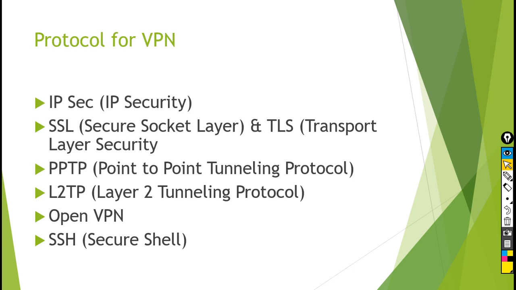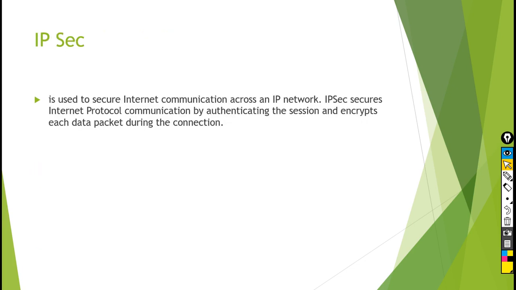When we talk about the protocols for the VPN, there are many protocols which can be used to configure VPN, and among them we have IPsec, SSL and TLS, PPTP, L2TP, OpenVPN, and SSH. If I give a small note on these, IPsec is used to secure internet communication across the IP network. IPsec also secures internet protocol communication because it uses authentication between both server and client side.